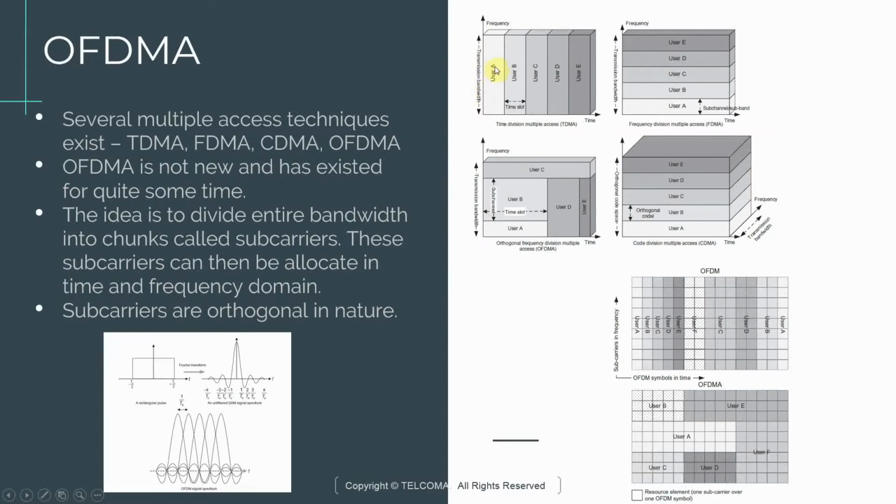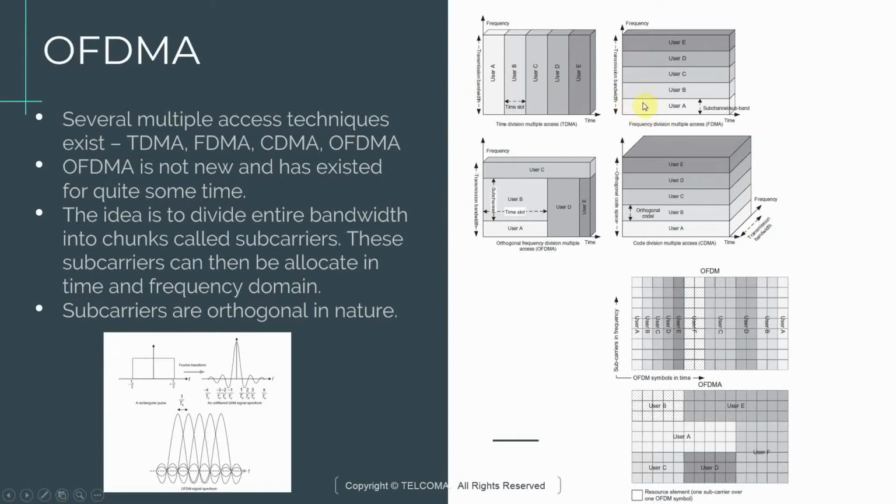Say you have 5 users. In a TDM system, you would allocate your entire frequency to every user, but you would have them use that frequency chunk on different time slots. So they would have access to the entire frequency, but only for a given amount of time. So this is your TDMA multiple access technique.